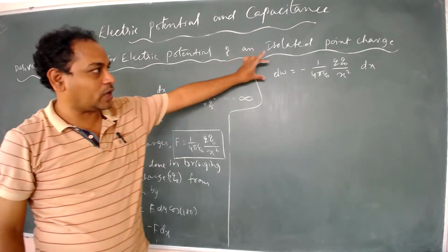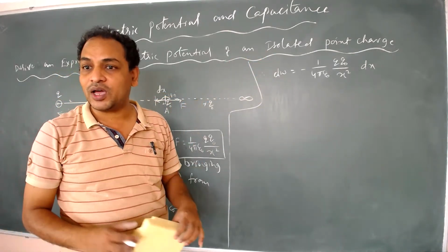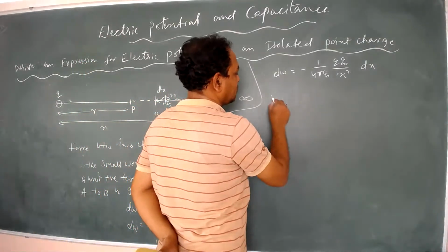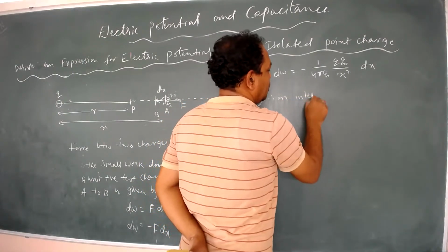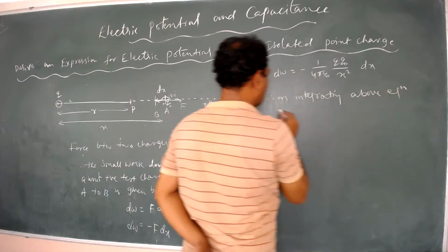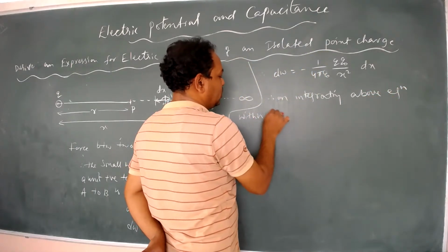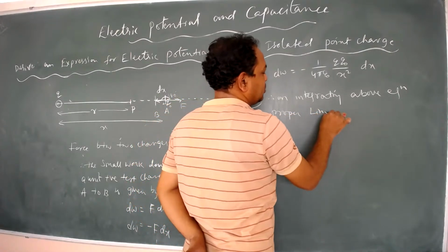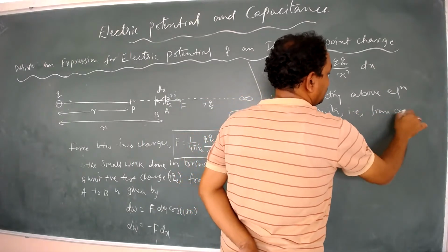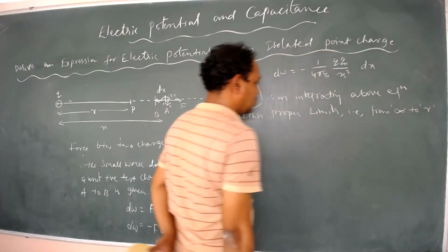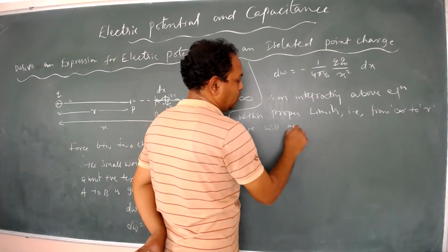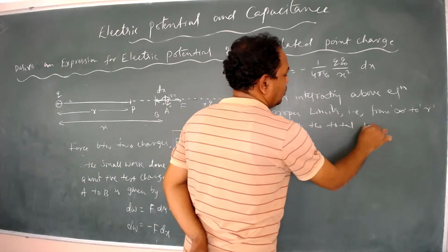So ये छोटा वर्क है. तो हमको ये पूरा वर्क करने के लिए हमको क्या करना पड़ेगा? We have to integrate. Therefore, on integrating the above equation within proper limits, that is from infinity to r, we will get the total work.